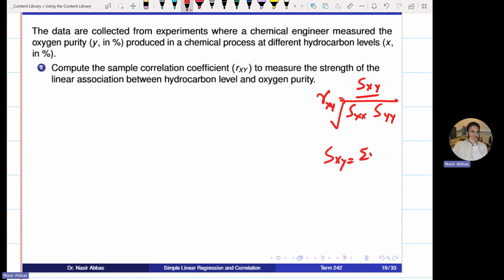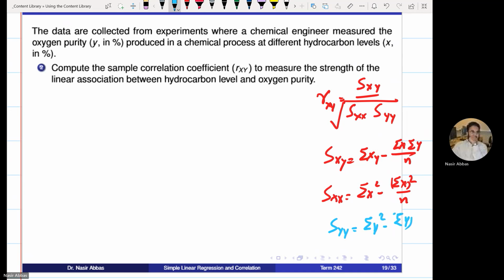SXY equals summation XY minus summation X summation Y over N. SXX equals summation X square minus summation X whole square over N. It will not give you SYY. Looking at the formula of SXX, you have to write the formula of SYY just by replacing X by Y. I will write it in a different color. Can someone tell me the difference between this and this?